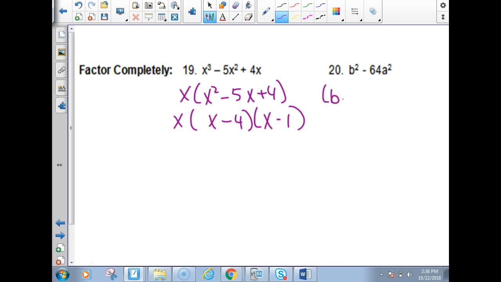So that's going to be b minus 8a times b plus 8a. They have to be conjugates in order for the middle term to have dropped out. And there just happens to be a variable at the end as well.